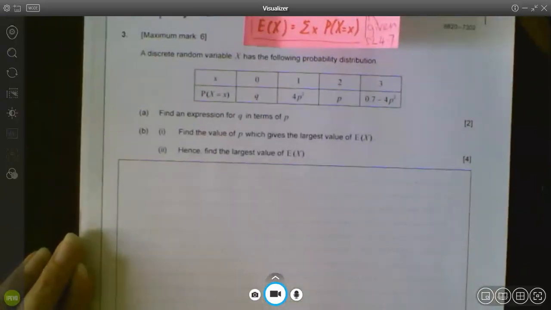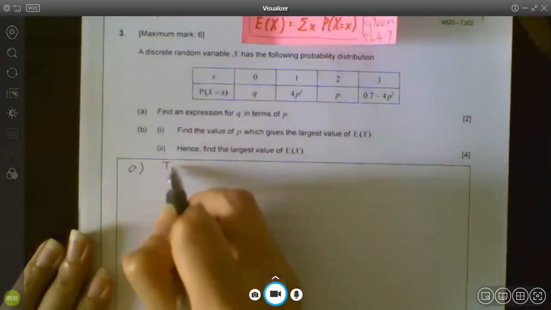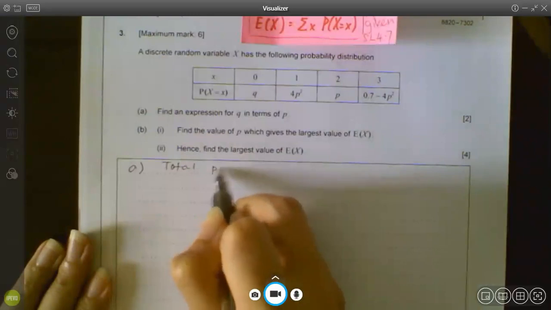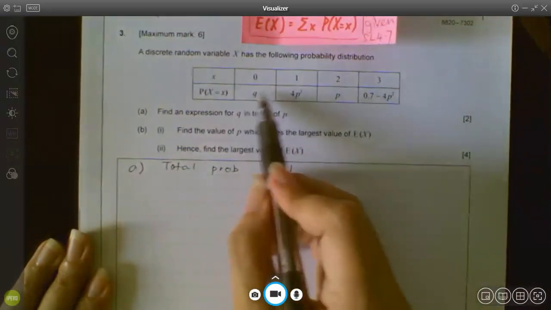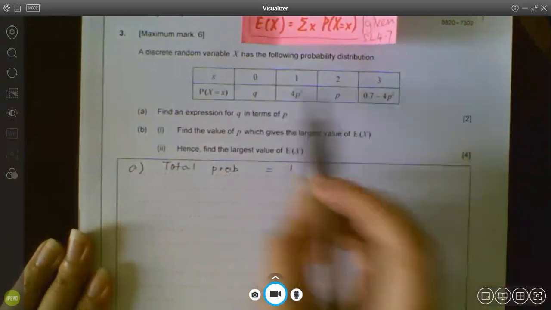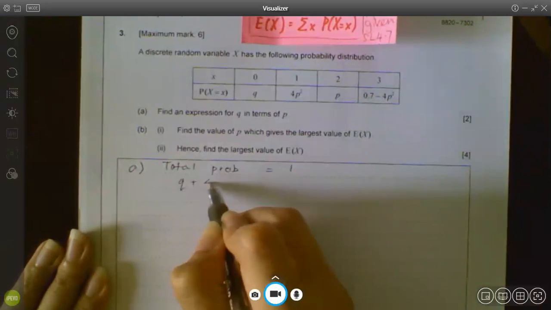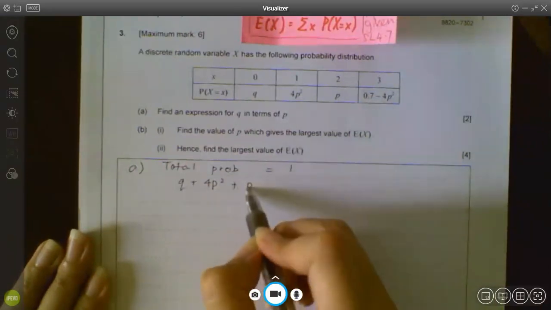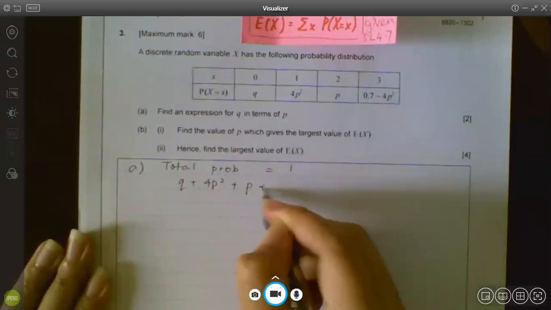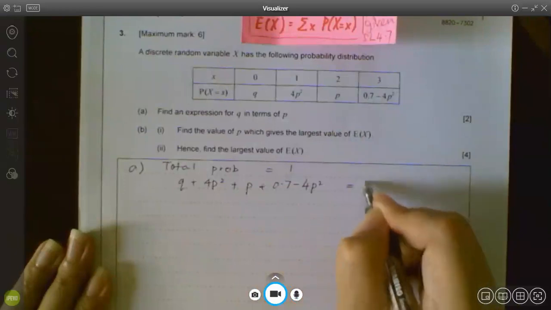All right, part A. So as mentioned, we should use total probability equals 1. And thus, let's write out these expressions and equate them to 1. So Q plus 4P squared plus P plus 0.7 minus 4P squared equals 1.